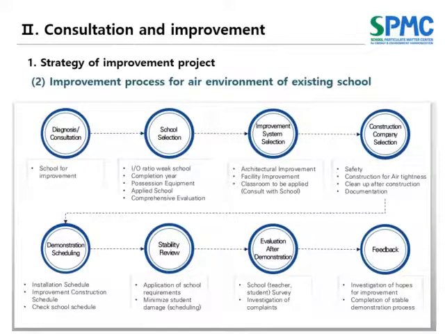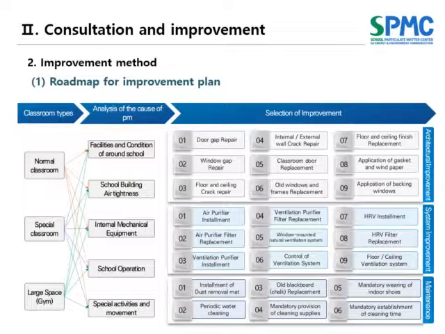We will carry out demonstration projects in the order of diagnosis, consultation, system selection, company selection, stability leave, post-occupancy evaluation, and feedback. In this process, we plan to collect opinions from teachers and students at school and carry out occupancy-friendly projects. The existing school improvement strategies will provide an optimized system for each type of space, such as a general classroom, a special activity classroom, and large rooms.